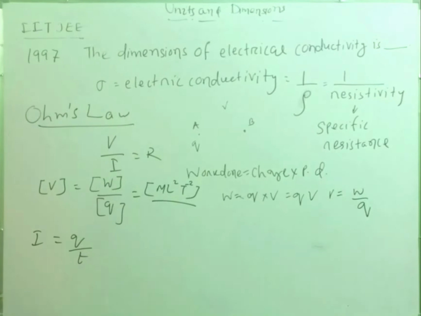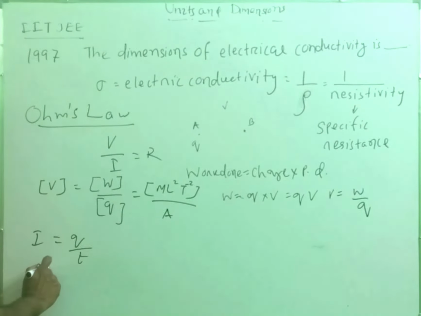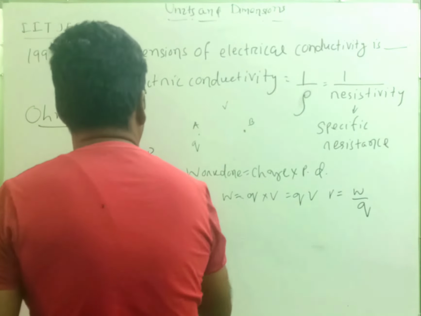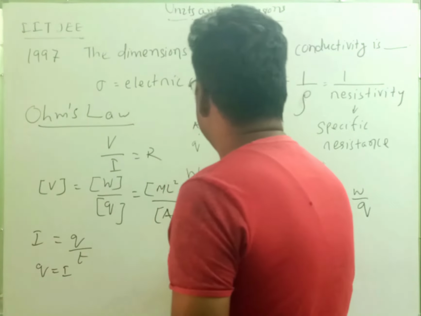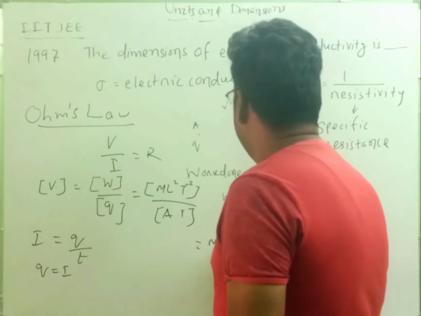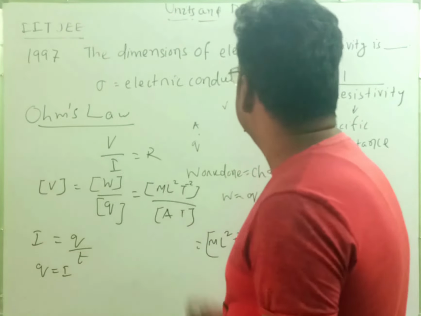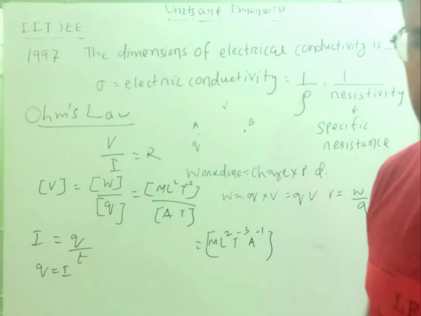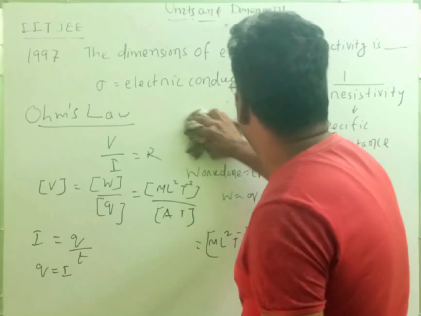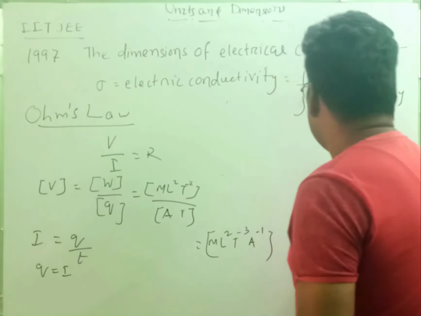Okay, student. Then this is a T, so Q is equal to IT, or we will write here the dimensions of Q as AT. So students, this becomes M L2 T to the power minus 3 A to the power minus 1. This is the dimensions of potential difference V. So what will be the dimensions of R, students? Resistance R. Let us find out from Ohm's law.